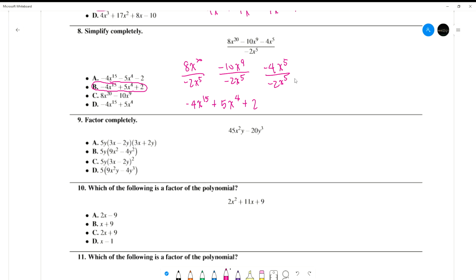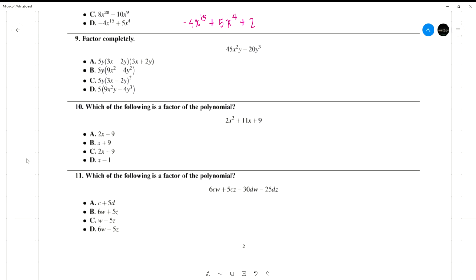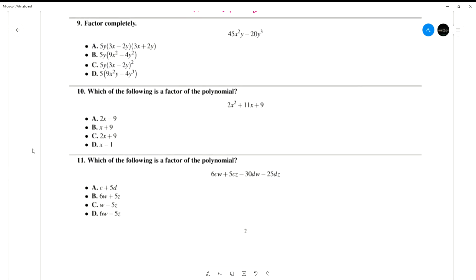All right, number 9 is a factoring problem. I told you all of these factoring problems, there are many of them on this test, and most of these you can't use a calculator. Okay, so let's take a look at number 9.